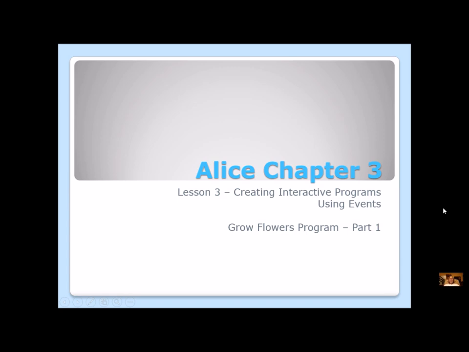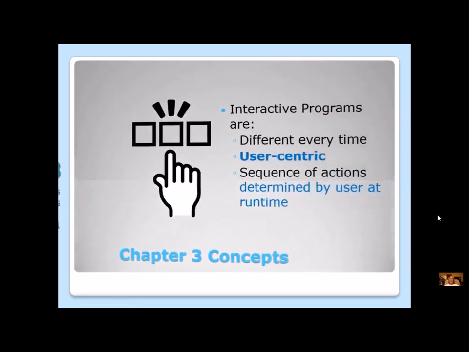Atlas Chapter 3, Lesson 3. This lesson is about creating interactive programs using events. We're going to continue with the same concepts that we had in Lesson 2. We're going to create a program called Grow Flowers, Part 1. We're also going to review some concepts and learn a few more about events.